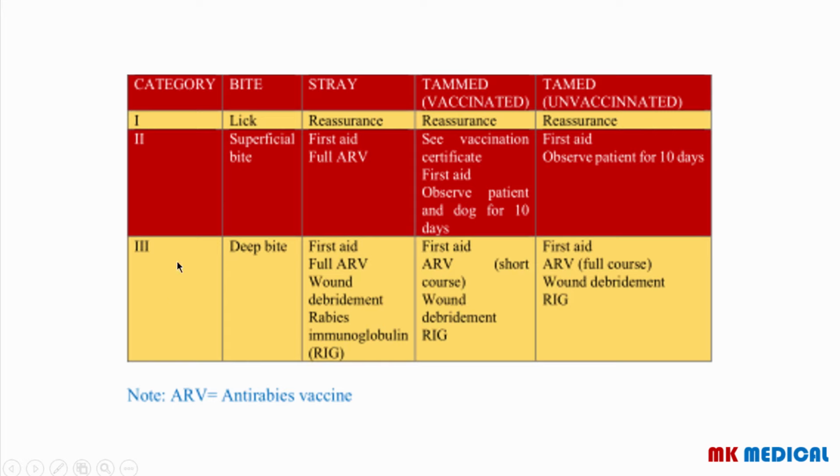Then with category 3, which is a deep bite, if it's a stray dog, first aid, give them the full anti-rabies vaccine. You want to perform some wound debridement. You would also give this person rabies immunoglobulin. If it's a tamed vaccinated dog, just first aid, give them a short course of anti-rabies vaccine, wound debridement, as well as rabies immunoglobulins. If it's unvaccinated, first aid, you give a full course of anti-rabies vaccine, wound debridement, as well as rabies immunoglobulins.